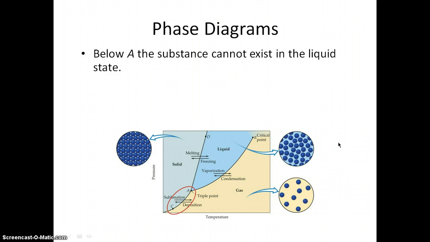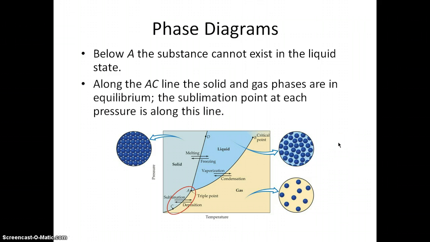Below A, the substance cannot exist in the liquid state of matter. Along the AC line, the solid and the gas phases are in equilibrium. The sublimation point at each pressure is along this line, so this is where sublimation occurs.